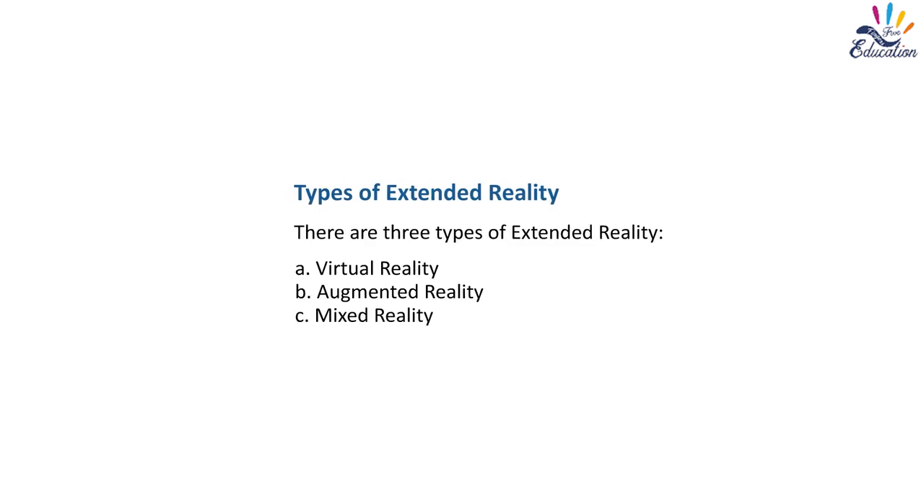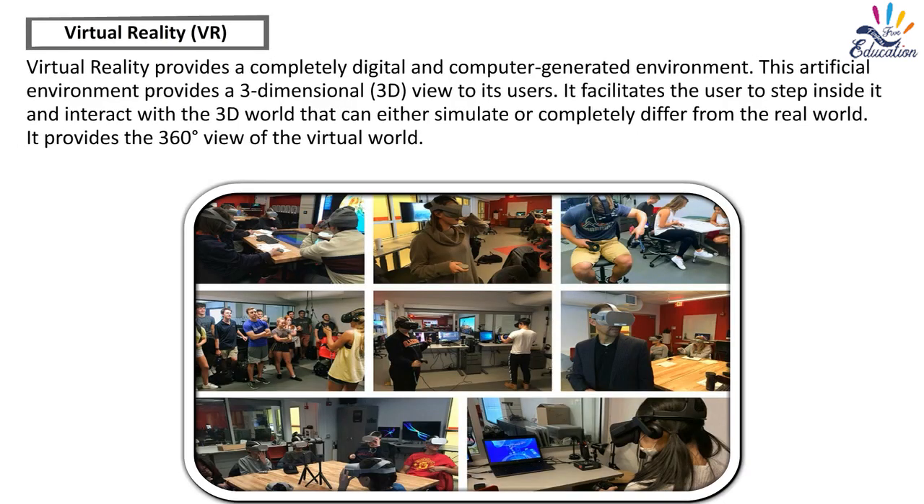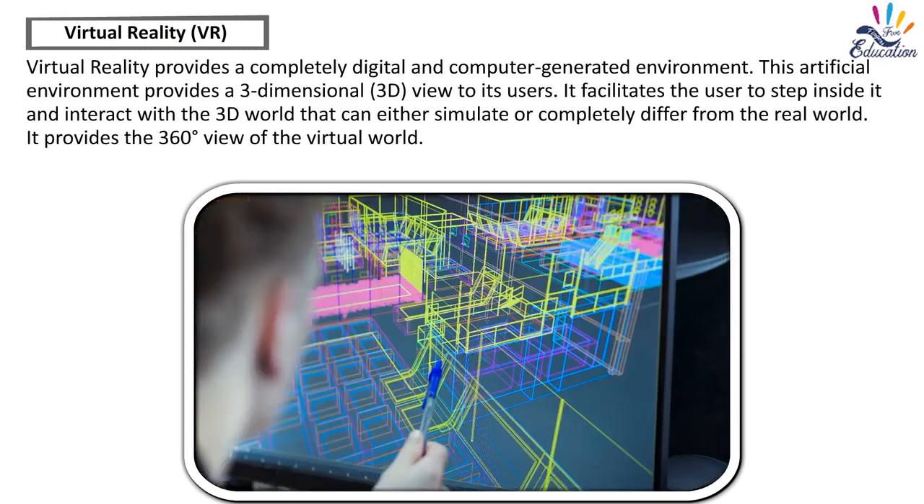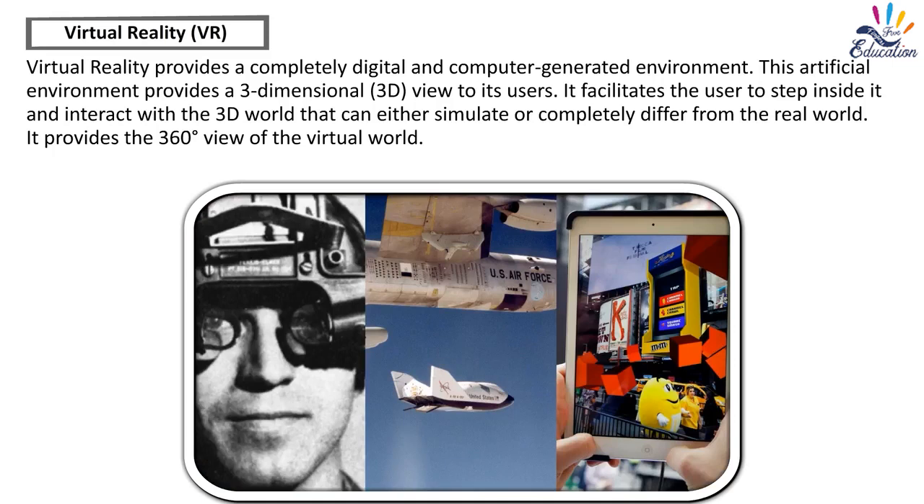Types of extended reality. There are 3 types of extended reality: virtual reality, augmented reality, and mixed reality. Virtual reality, VR. Virtual reality provides a completely digital and computer-generated environment. This artificial environment provides a 3-dimensional 3D view to its users. It enables the user to step inside it and interact with the 3D world that can either simulate or completely differ from the real world.